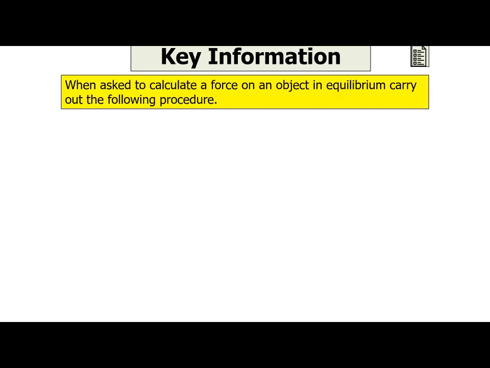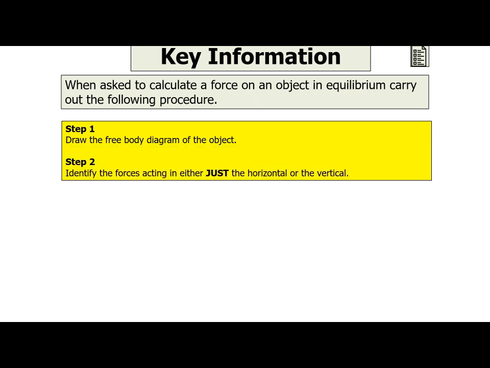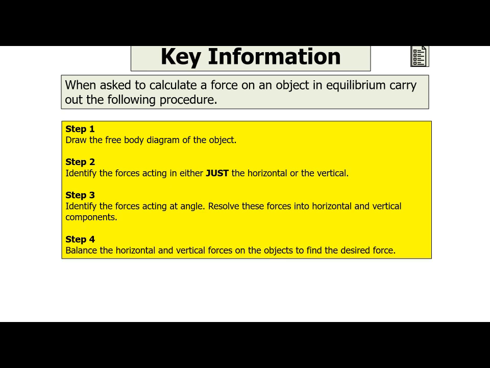Now, when asked to calculate a force on an object in equilibrium, you must carry out the following procedure. The first step is to draw the free body diagram of the object. The second step is to identify the forces acting in just the horizontal or the vertical. The third step is to identify the forces acting at an angle, and resolve these forces into horizontal and vertical components. You would then balance the horizontal and vertical forces on the object to find the desired force you require.